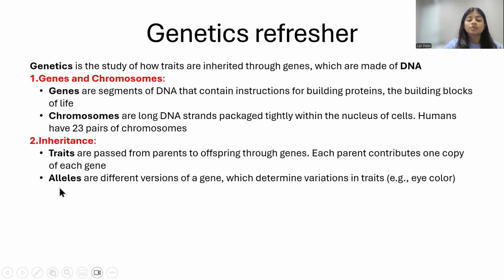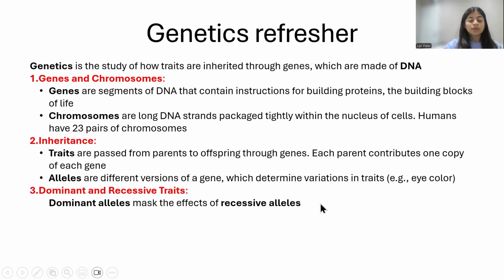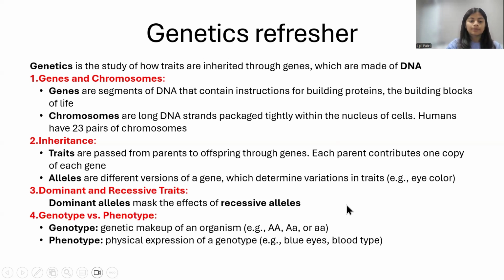Alleles are different versions of a gene which determine the variations in traits. For example, eye color has a separate set of alleles. Similarly, your height has a different set of alleles responsible. Moving on to dominant alleles and recessive alleles or traits. Dominant alleles mask the effects of recessive alleles. So if you have 2 dominant alleles, it will be expressed. If you have 1 dominant and 1 recessive, the dominant trait will be expressed, and the recessive allele will be expressed only if you have homozygous recessive. So if both the alleles are recessive, only then the recessive trait will be expressed.